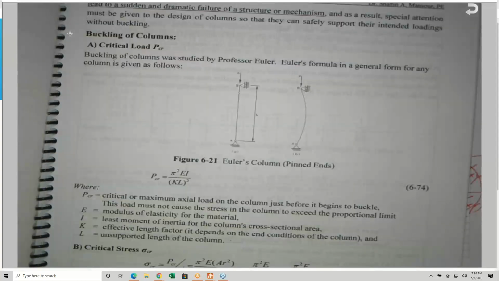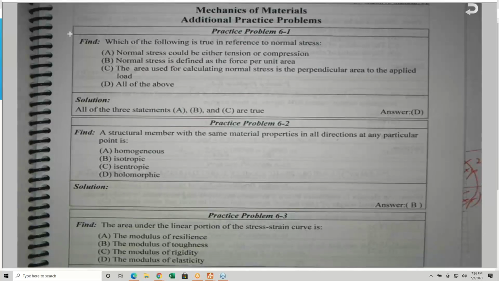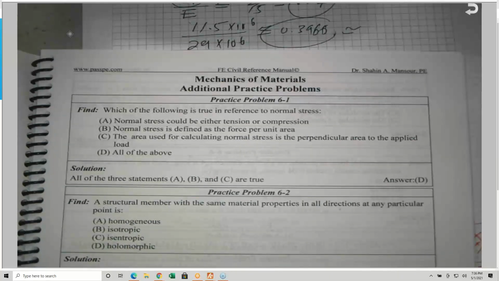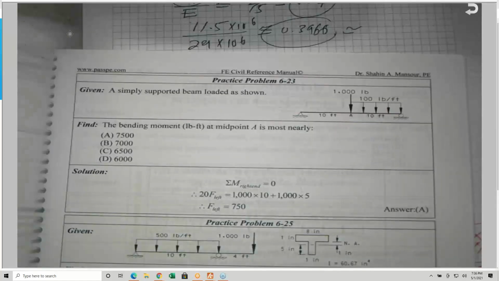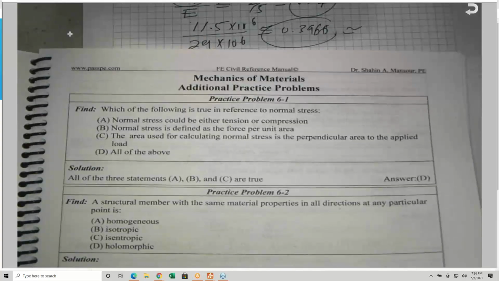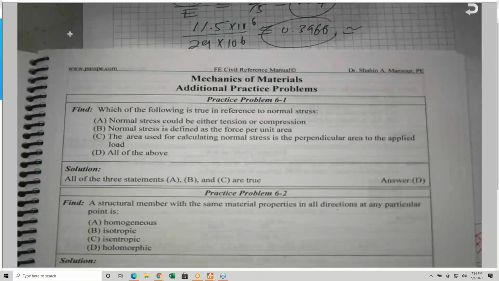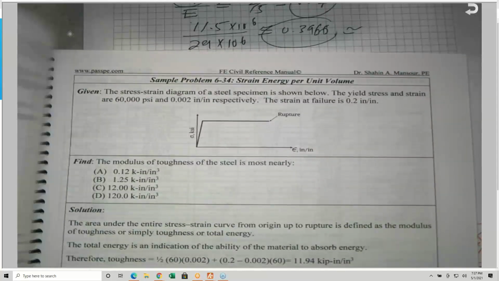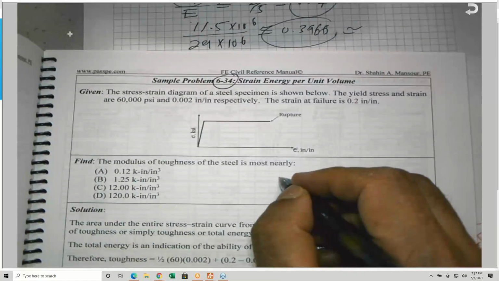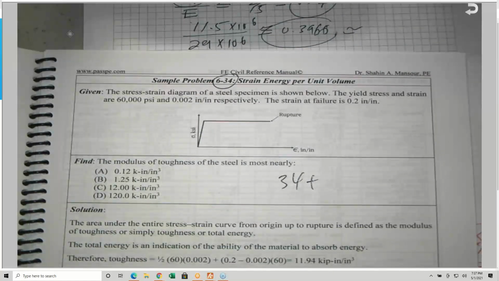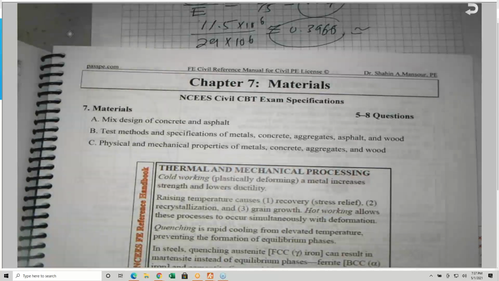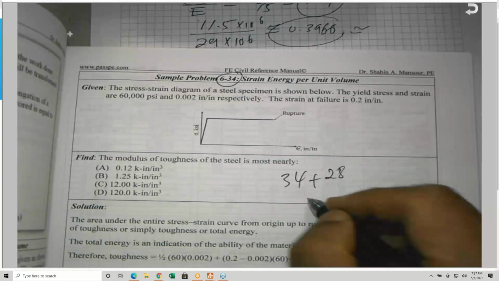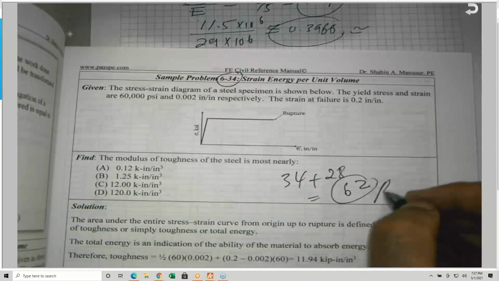And at the end of this section, we're going to talk about columns. You will find additional problems at the end, break problems. I believe I included about 28 problems. So in addition to the problems in this section, which is about 34 problems, 34 plus the 28 gives 62 problems related to this section.